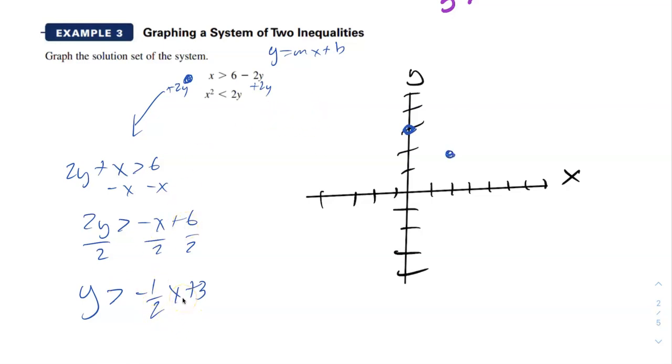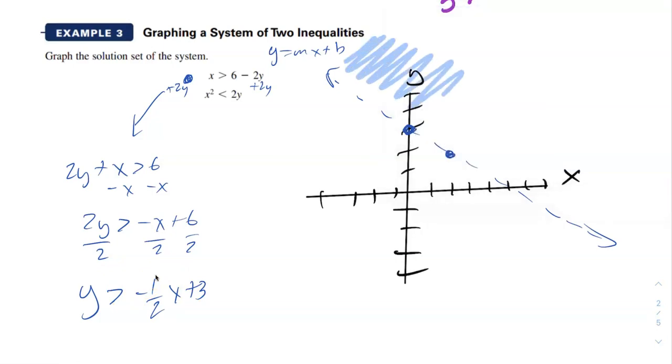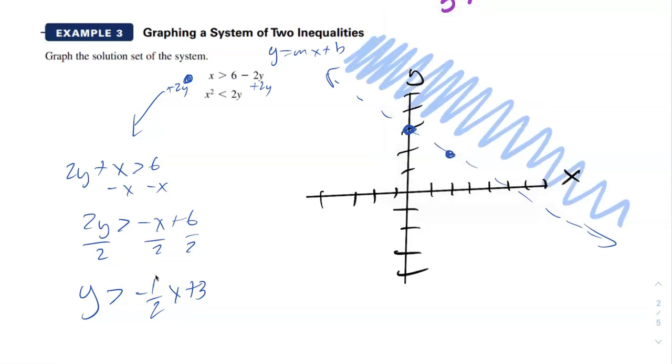So something like that. It is not greater than or equal to. It's just greater than, so dashed line. There's no equal to sign there. And then I'm going to shade above, greater than. So let me try to make this a little nicer. I'm going to shade with actual shading. So something to that effect. Okay, so that's the first one.